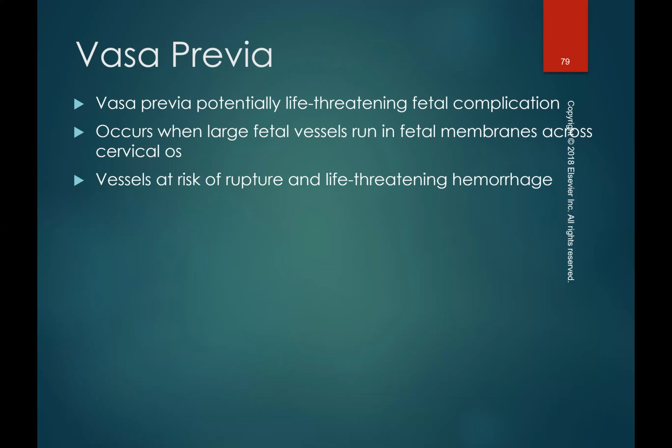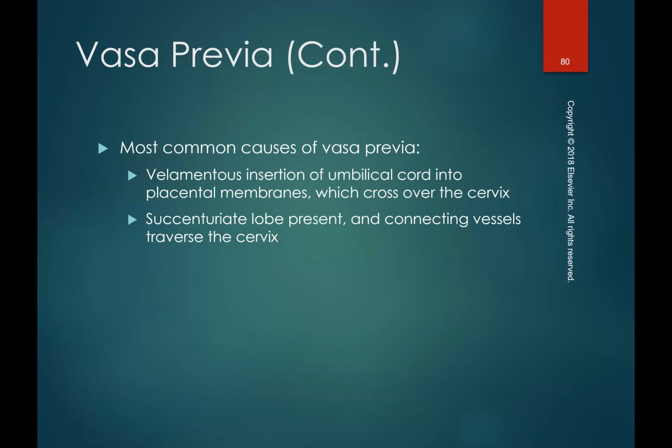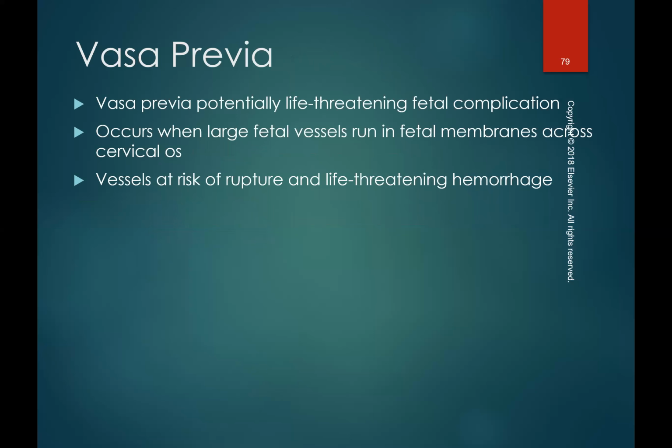So a vasa previa is a potentially life-threatening fetal complication that occurs when large fetal vessels run in fetal membranes across the cervical os. So the vessels are at risk of rupture and life-threatening hemorrhage. Basically what that means is that there are blood vessels that run across the cervix. So if the baby had a vaginal birth, those blood vessels would be ruptured and it could result in a life-threatening hemorrhage.